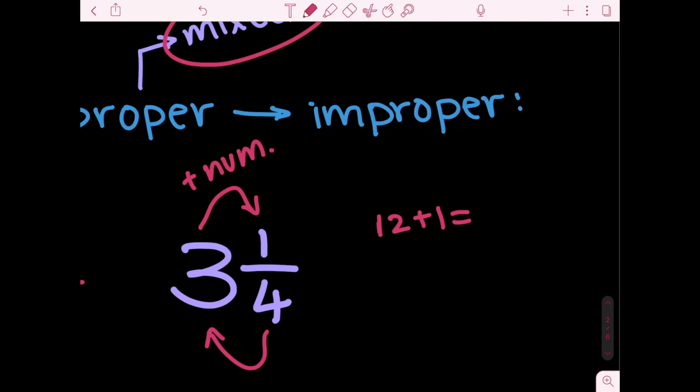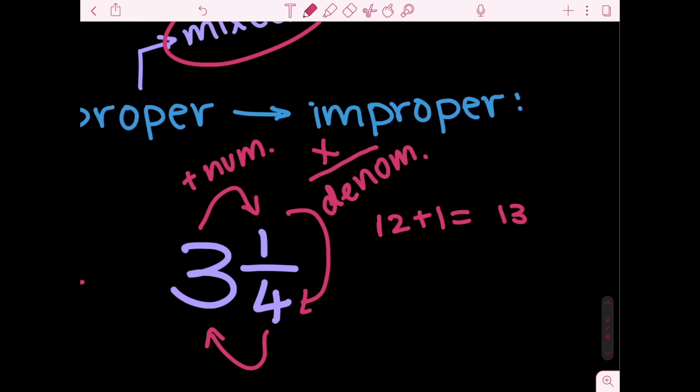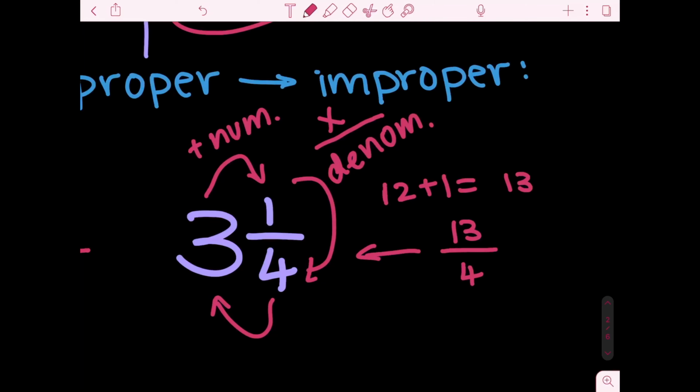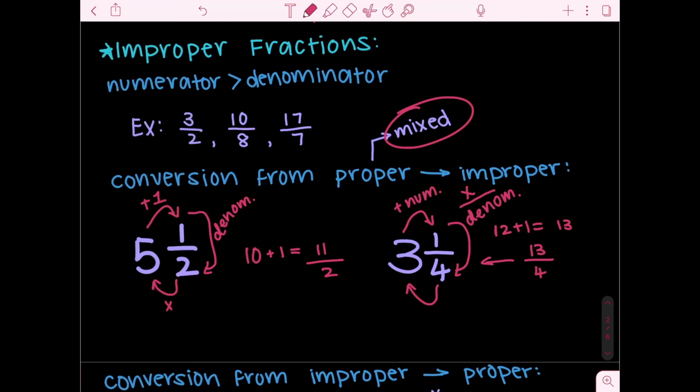12 plus 1, 13. And then we're going to put whatever we got from those past two steps over the denominator. So I'll do a fraction bar, x over our denominator. So 13 divided by 4. And this is your improper fraction equivalent to 3 and 1/4. So basically think of your improper fraction as an equivalent to your proper or mixed fraction.